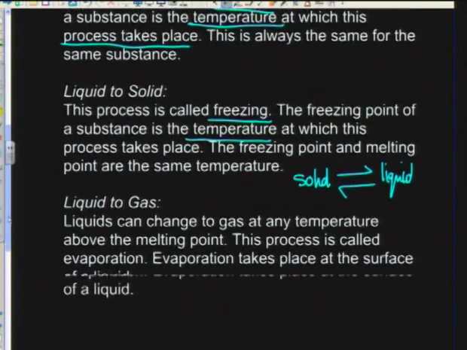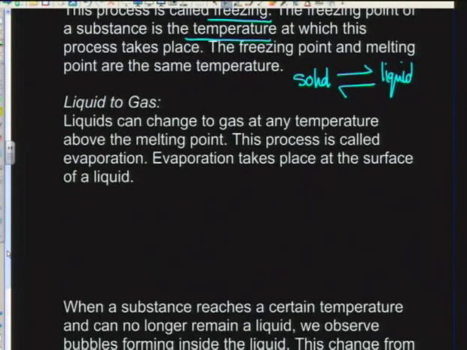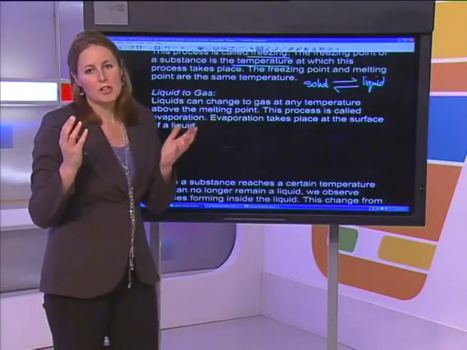Let's move on, liquids to gases. Liquids can change to a gas at any temperature. Again, I'm now thinking specifically about changing, and I'm going to use water as a good example, water changing to a gaseous phase, water vapor.